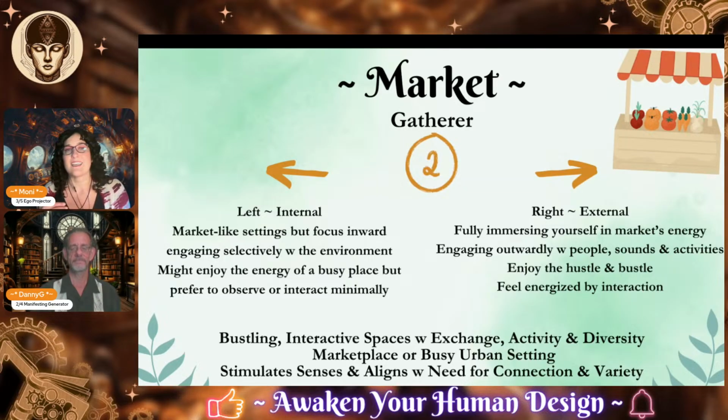And this is a market-like setting, but focuses inward, engaging selectively with the environment, and it might enjoy the energy of a busy place, but prefer to observe or interact minimally. On the flip side, if this is the right arrow, it's an external market, which is fully immersing yourself in the market's energy, engaging outwardly with people, sounds, and activities, and enjoying the hustle and bustle to feel energized by the interaction. And when we get to valleys, for which this is the harmony, we'll see why internal and narrow make sense and external and wide make sense.